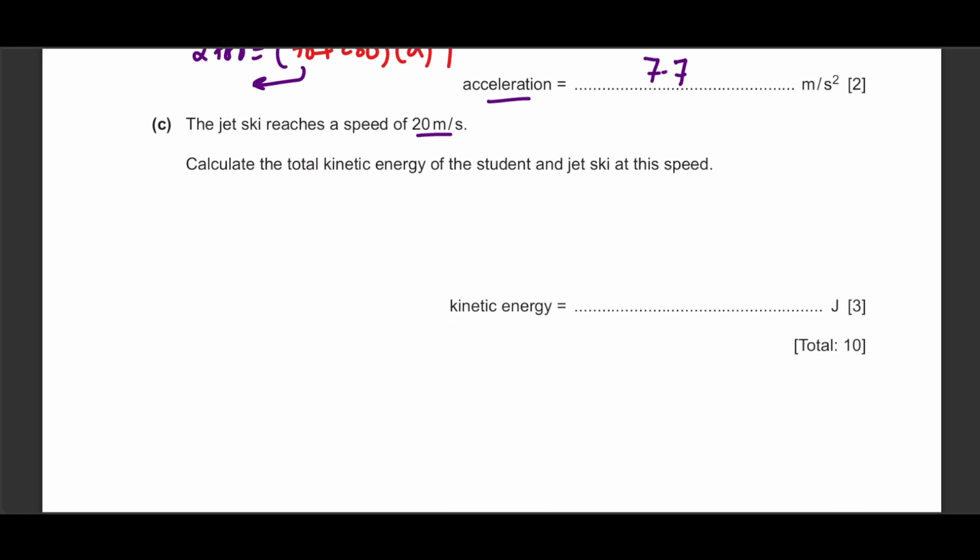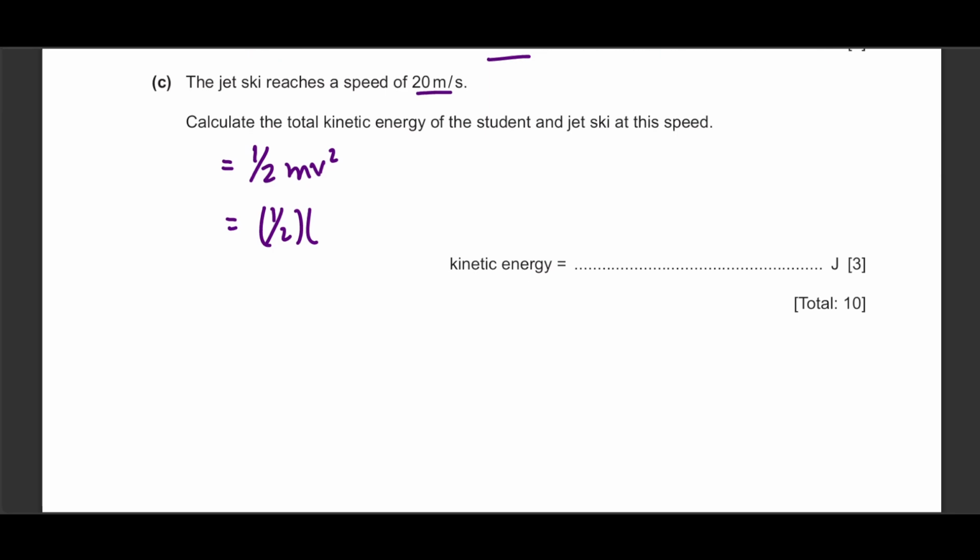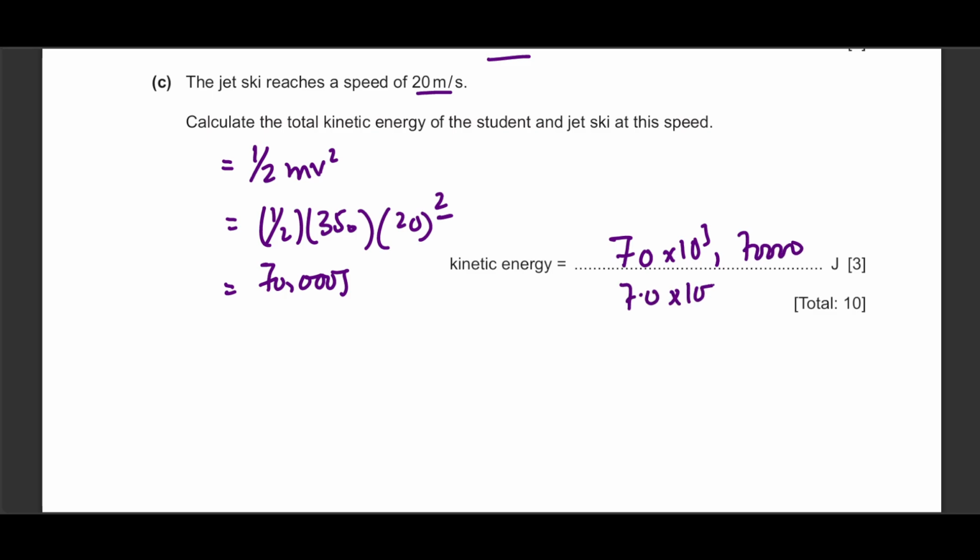The jet ski reaches 20 meters per second. Calculate the total energy. So this will be half mv squared, 1 over 2 times the mass, which in the current situation of both objects will be 70 plus 280. So that becomes 350 times the velocity, 20 squared. Don't forget the square. This is where you get it wrong. And your final answer will come out as 70,000 joules. So this will be 70 times 10 raised to power 3, or 70,000, or 7.0 times 10 raised to power 4, whatever suits you.